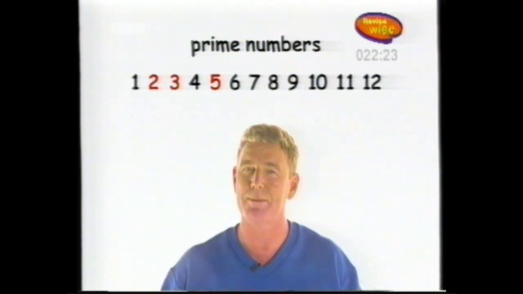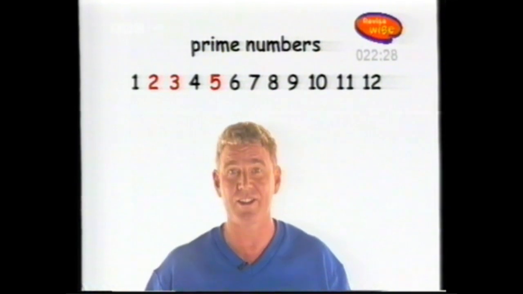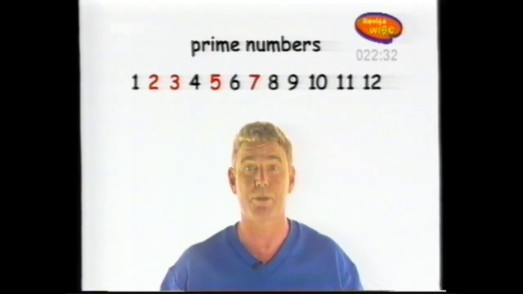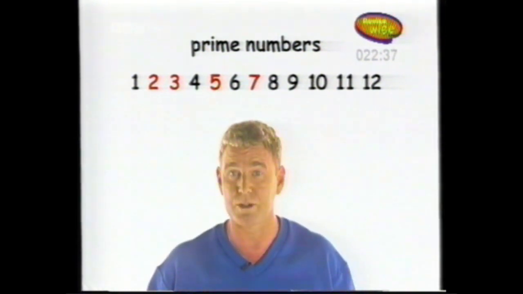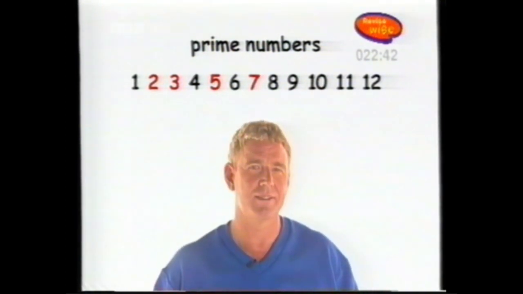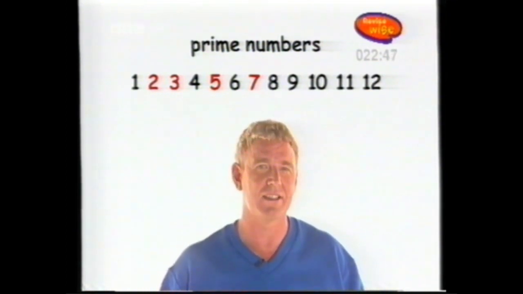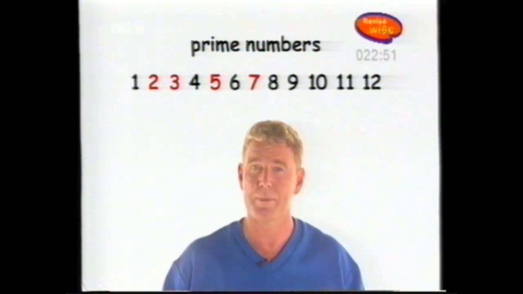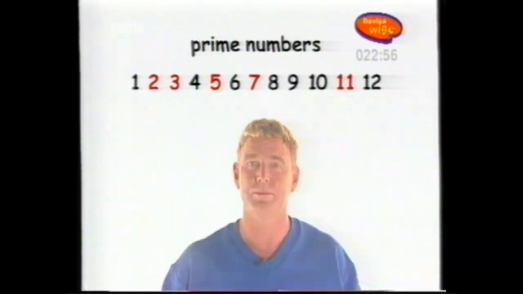5. A prime number. 6. Divides by 2 and 3, not a prime number. 7. A prime number. 8 divides by 2 and 4, not a prime number. 9 divides by 3, so not a prime number. 10 divides by 2 and 5, not a prime number. 11, a prime number, and so on.